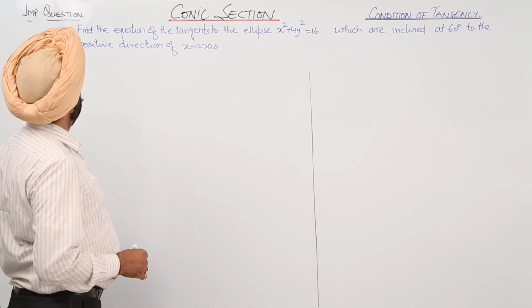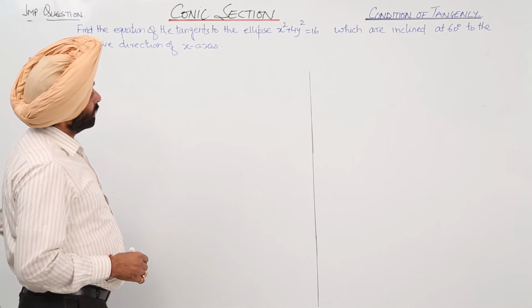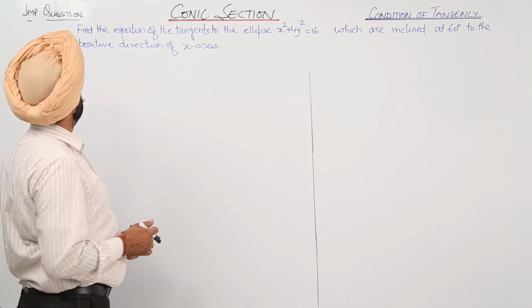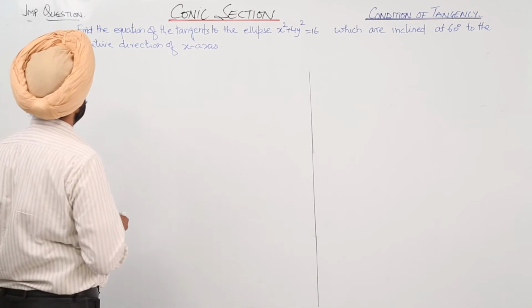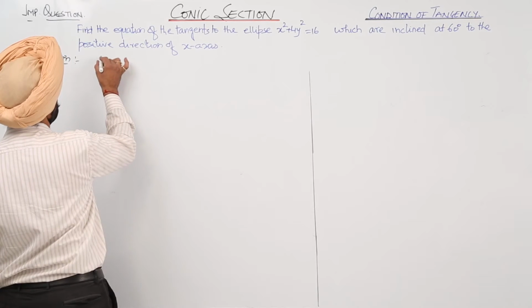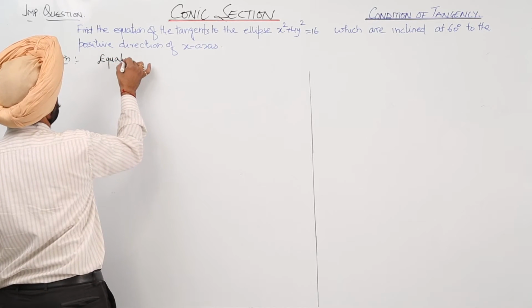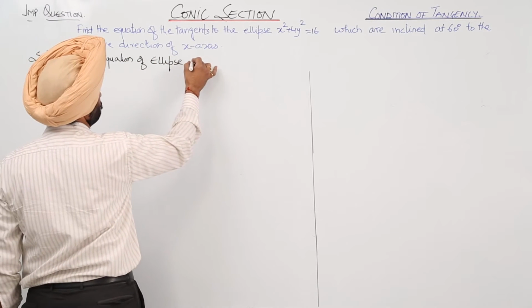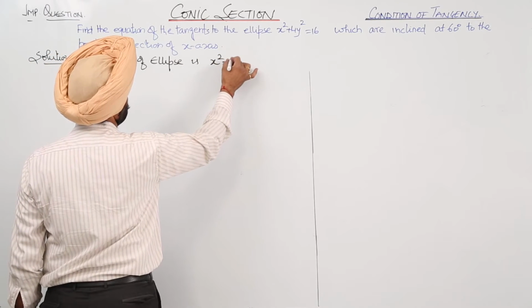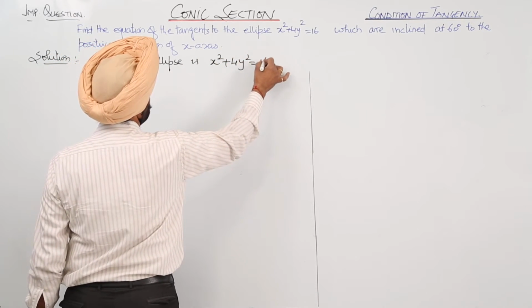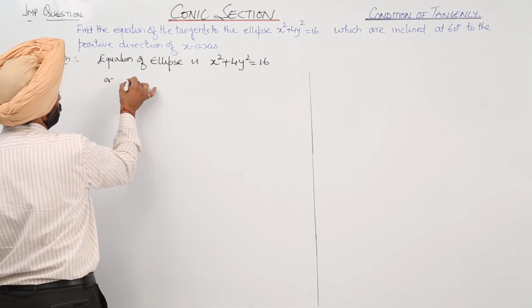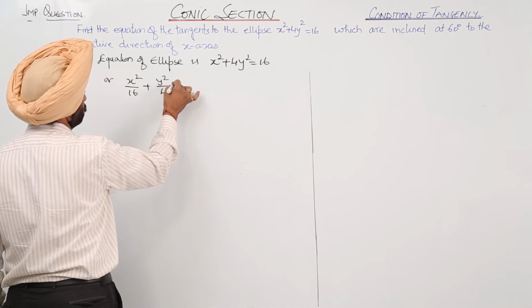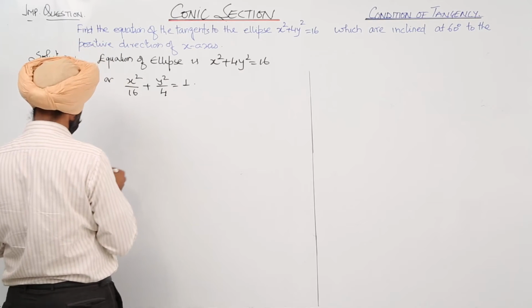Now the question is, we have to find the equation of the tangents to the ellipse x square plus 4y square is equal to 16 and which are inclined at 60 degree to the positive direction of the x axis. Now equation of ellipse is x square plus 4y square is equal to 16 or x square upon 16 plus y square upon 4 is equal to 1.